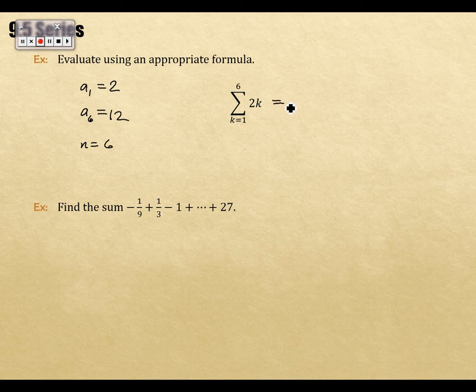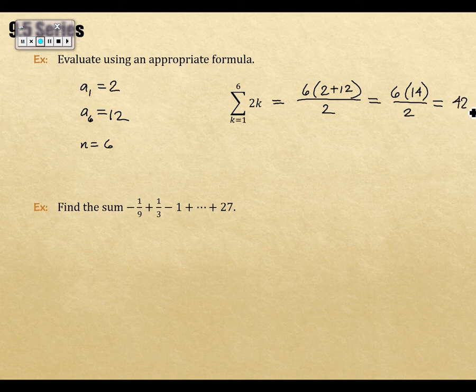All right, so we're ready to go. Let's see if we get 42. N times A1 plus AN all over 2. The moment of truth is almost upon us. Is that 42? Yeah. Okay, so we confirmed that earlier too, so that's good.